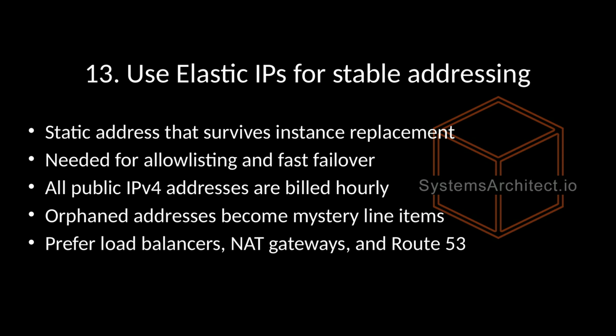Use them sparingly, though. AWS bills an hourly rate for every public IPv4 address, attached or idle. Orphaned addresses become mystery line items on the bill. Most architectures need none. Private subnets, a load balancer, a NAT gateway, and Route 53.